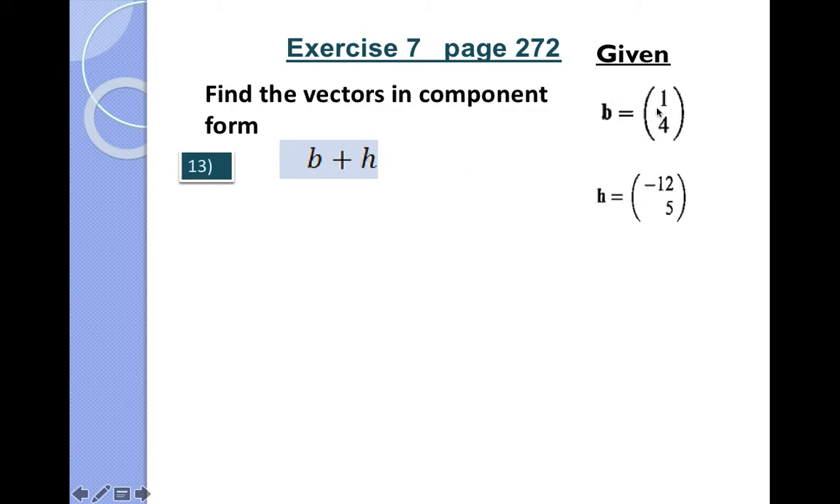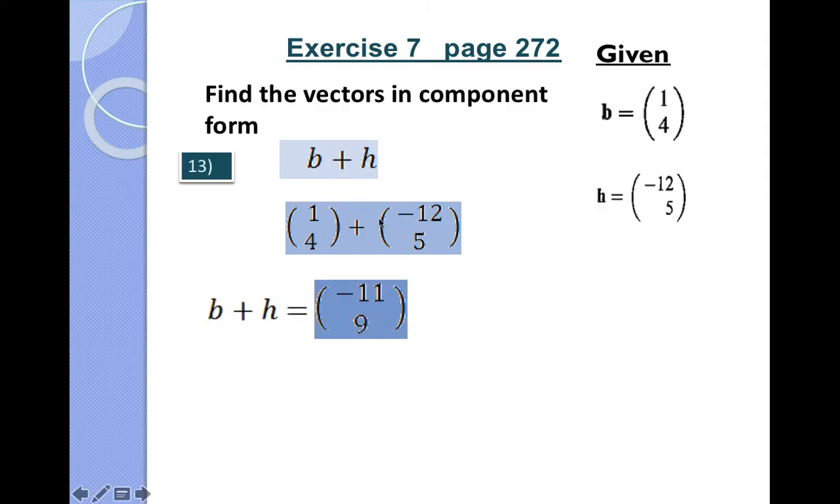So you have to add vector B and vector H. Now substitute the given column vectors in B plus H. And now what you do is add the corresponding components. 1 plus negative 12, you will get negative 11, and then the y components, 4 plus 5. Adding the y components, you will get 9. So B plus H, they are asking you to write it in component form. So your answer in component form is negative 11 and 9.